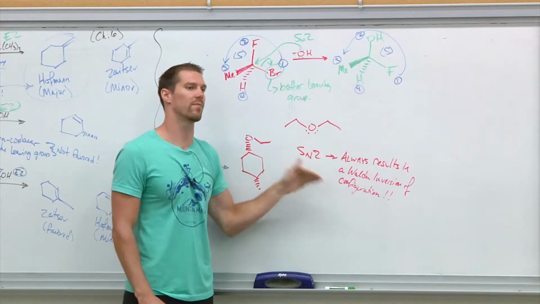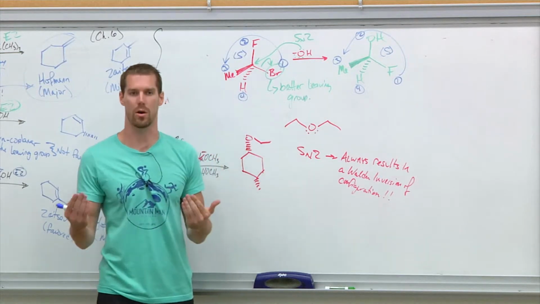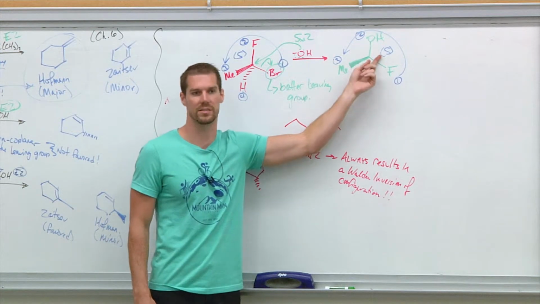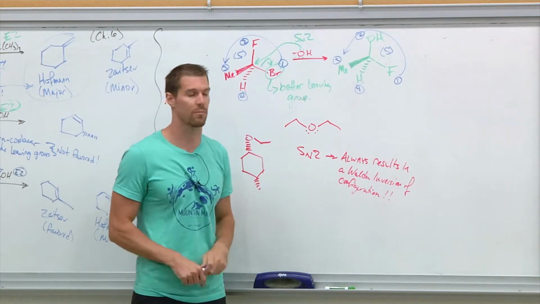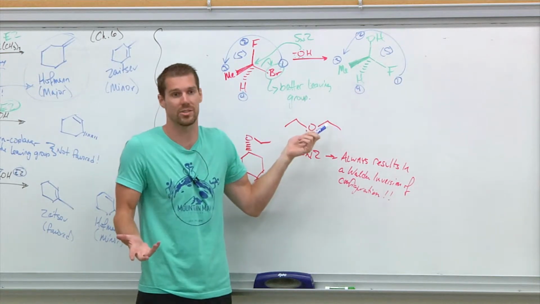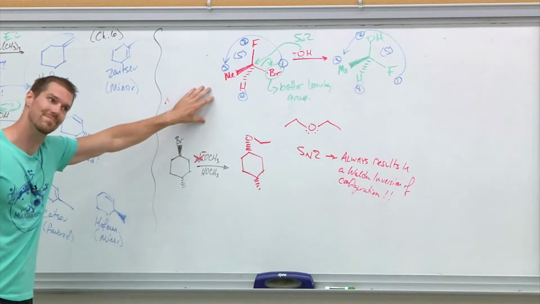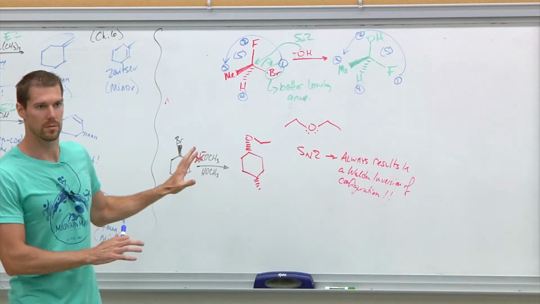A Walden inversion of configuration doesn't guarantee switching from an S to an R. It guarantees that you switch the orientation of these things. S and R is dependent on the priorities still, right? If the priorities change, S and R might change. All right, so I just want to show you guys that is a possibility. All right, questions? Okay.